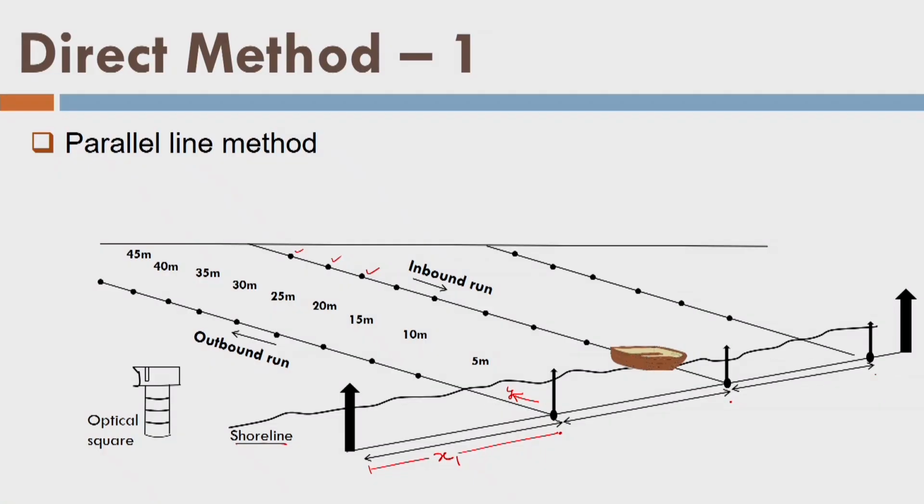We have pre-decided what the distance should be. X1 is line spacing, and you can see here that we have done this job at very regular intervals. That means line spacing is very regular and points are also placed very regularly. So I am getting a rectangular grid.